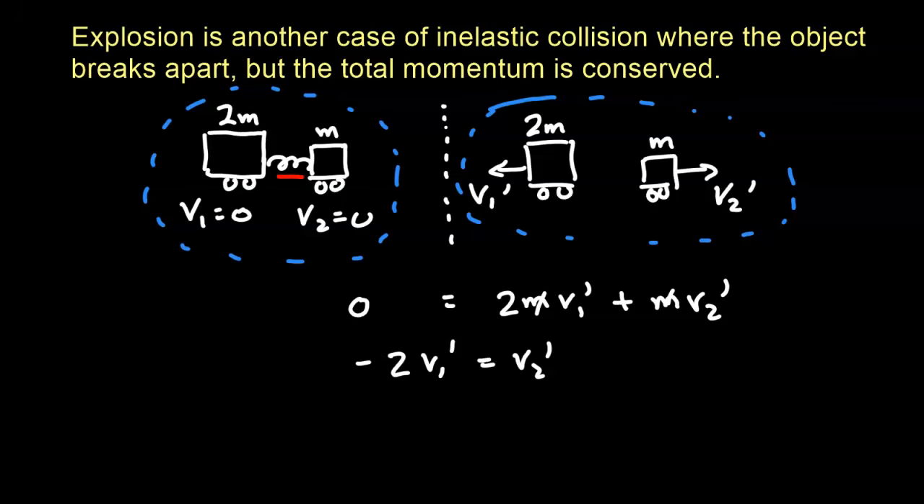The nice thing about this type of problem, an explosion, is that if they're not moving initially, we could just set it to 0. However, they could still be moving initially. And even if they're moving initially, the momentum will still be conserved.